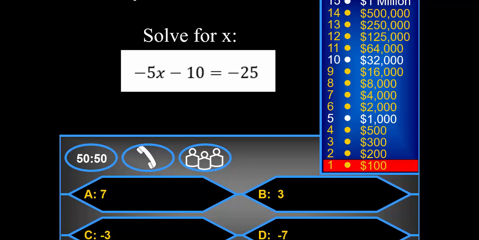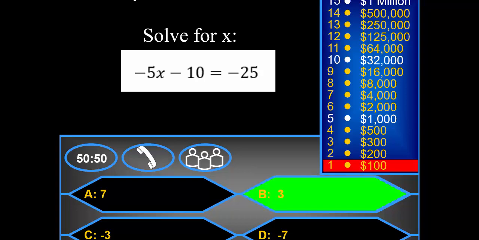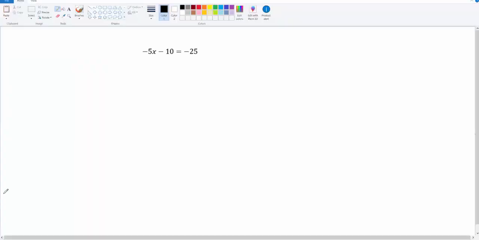Okay, time's up. Let's see how you did. The correct answer is B, 3. To do this question, the first thing you'll want to do is add 10 to both sides. We undo our addition first. That gets us negative 5x equals negative 15. Our last step then is to divide by negative 5. That gets our x by itself, and negative 15 divided by negative 5 is positive 3.